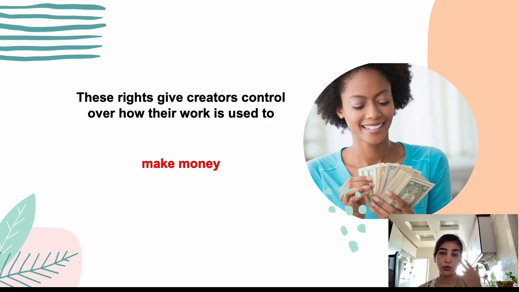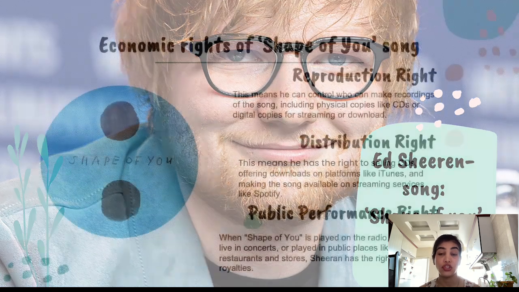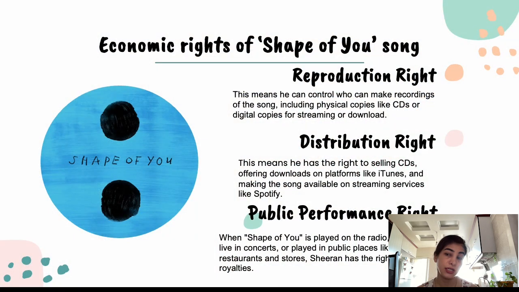Let's get into an example. Let's imagine Ed Sheeran, one of the most famous singers in the world, and he has a song called Shape of You. Shape of You is very famous. Imagine this song. We are going to see the economic rights of the Shape of You song. Ed Sheeran has the right to reproduction. It means that he can make recordings of this song on CDs, stream it, make it available for download, etc.